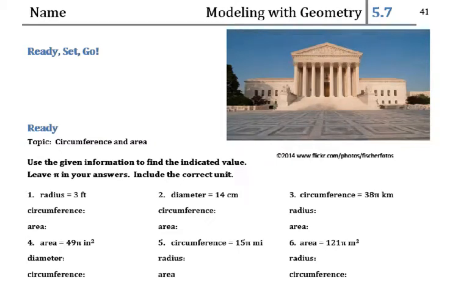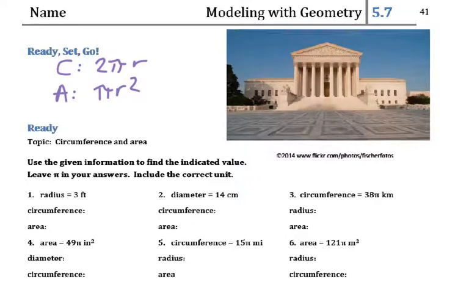And modeling with geometry 5.7. So these first ones are just some practice talking about circumference and area. Remember, circumference of a circle is 2 times pi times the radius. Area is pi times the radius squared.